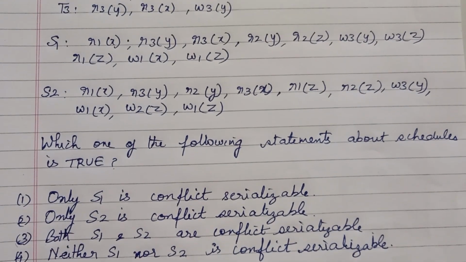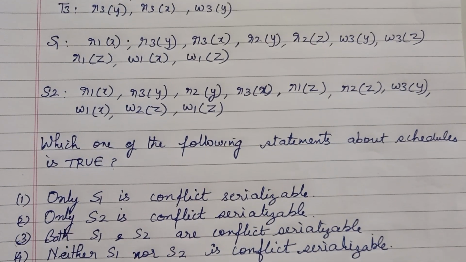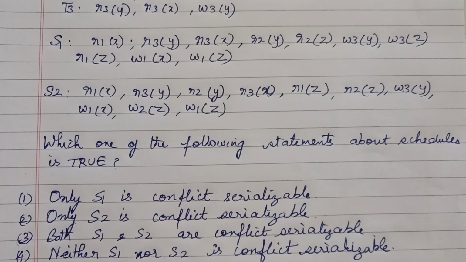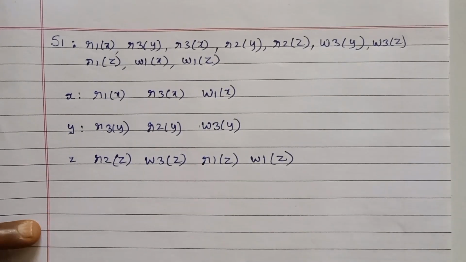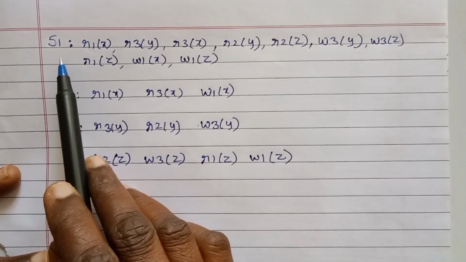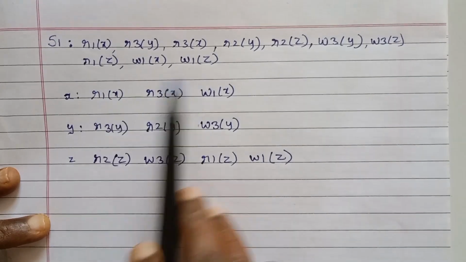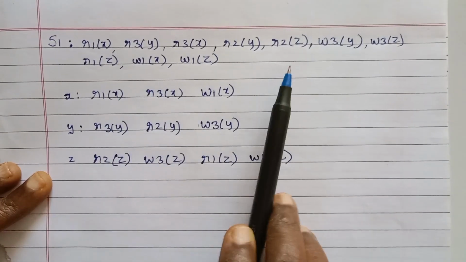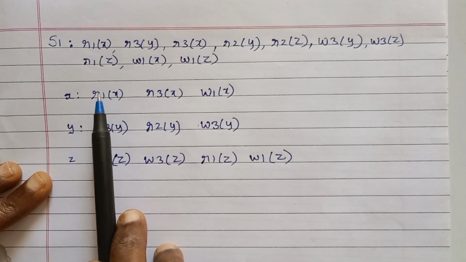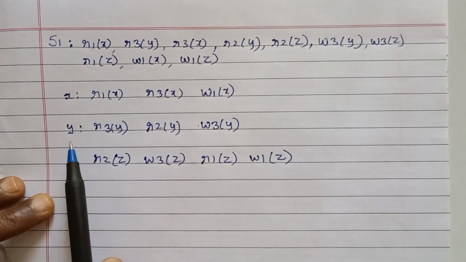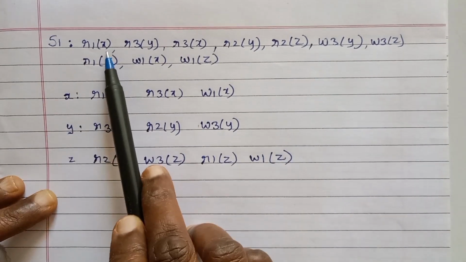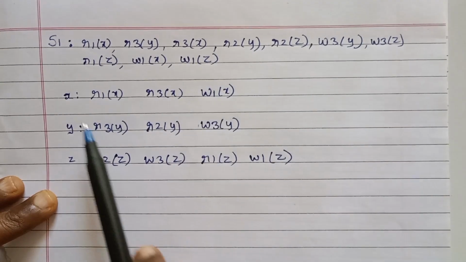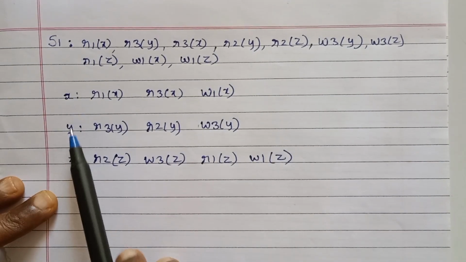First we'll write the schedules and see how to solve this problem in an easy way. I've written the schedule separately, schedule 1. If you look at it directly, you'll get confused, so I'll tell you how to solve this in a simple manner. First you take the data items. So x, y and z are the data items. Write them separately: x, y, z.